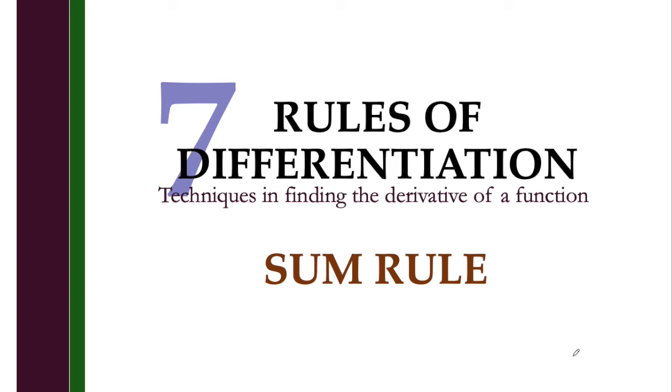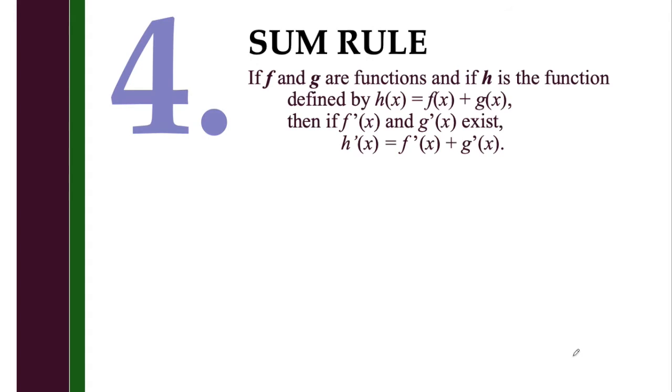The fourth rule of differentiation is about what we call the sum rule. The sum rule simply tells us that if f and g are functions, and if h is the function defined by h of x equals f of x plus g of x, then if f prime of x and g prime of x exist, h prime of x is f prime of x plus g prime of x.